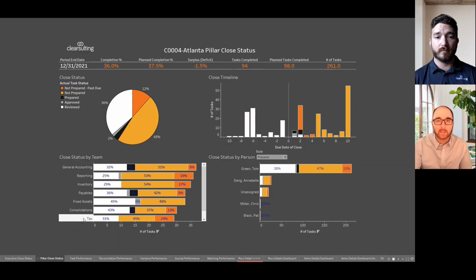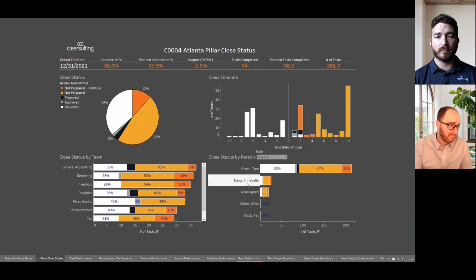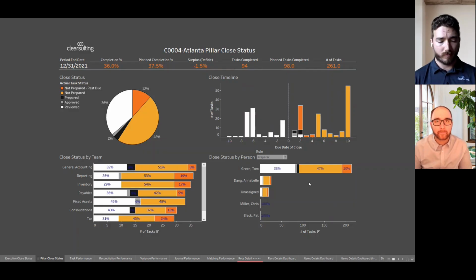We can see here tax has a pretty high level of unprepared past due tasks, and we see the people too, who has the volume, who's late, and who has more things to do. So I think what this is really getting at and illustrating is we can drill down to the level of granularity that we bring into the tool.